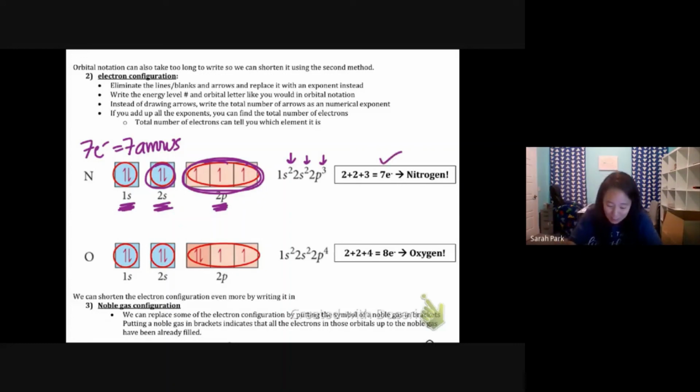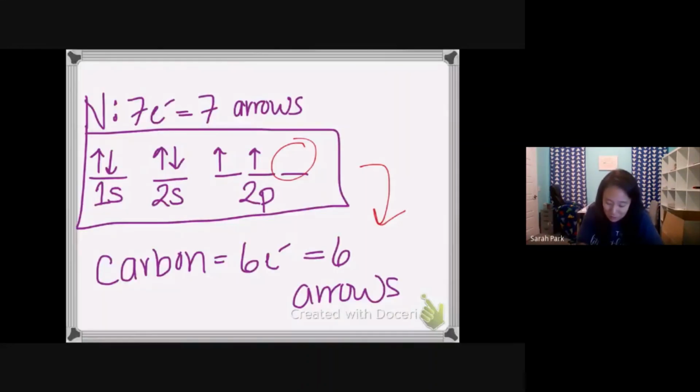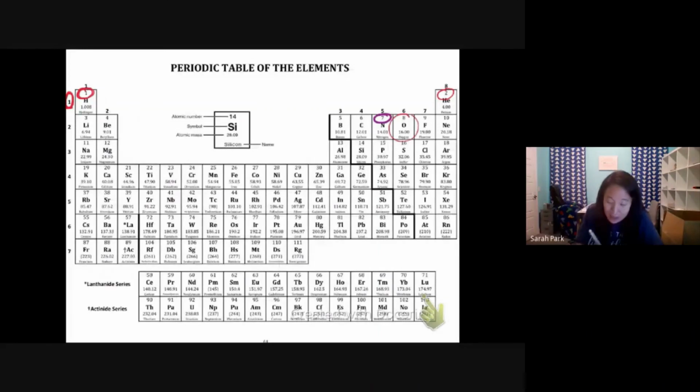For example, down here, if you count up this 2, 2, and this 4, you know it's a total of 8 electrons, and you should know that that's oxygen. According to the periodic table here, 8 electrons is oxygen.